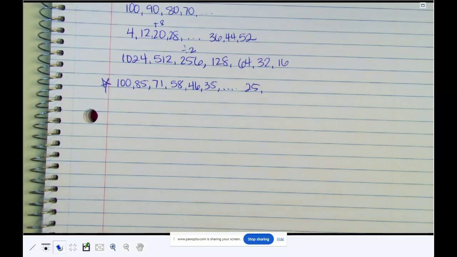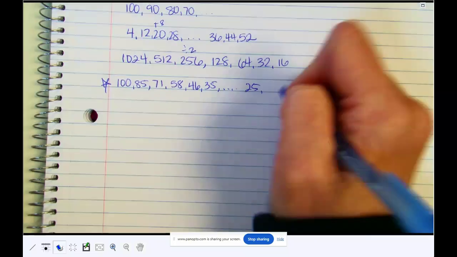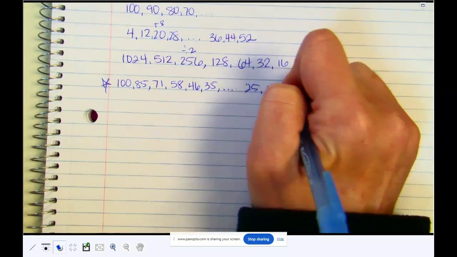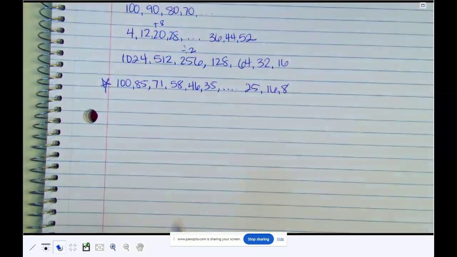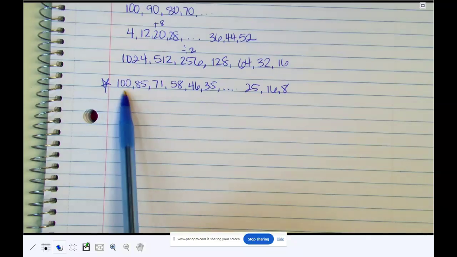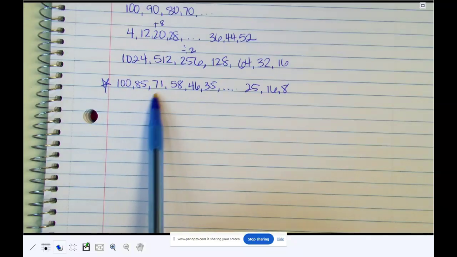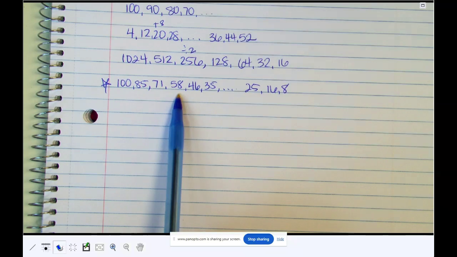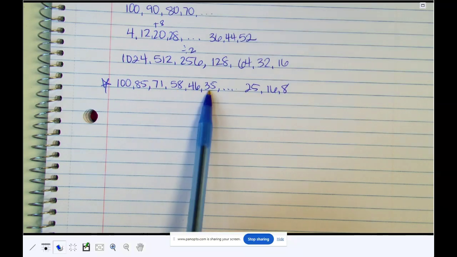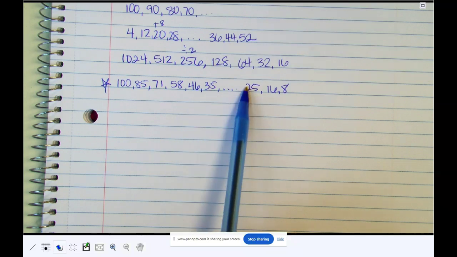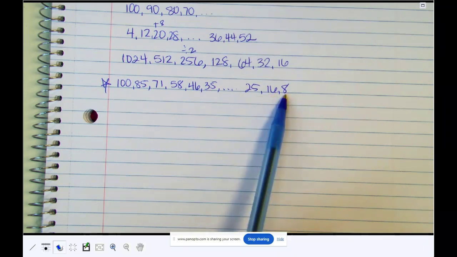Okay, what's the next one? 60. Yep, and the next one? 8. Okay, anybody figure out the pattern? How much does this go down by? 15. How much does this go down by? 14. How much does this go down by? 13. Yep, goes down by 12, goes down by 11, so 10, minus 9, minus 8. Okay, that was sneakier.